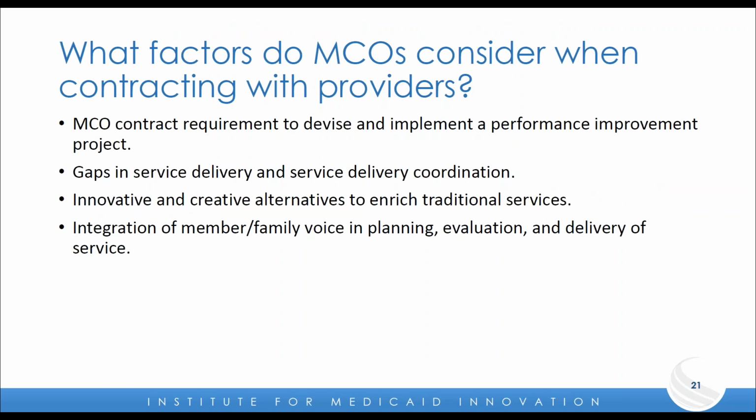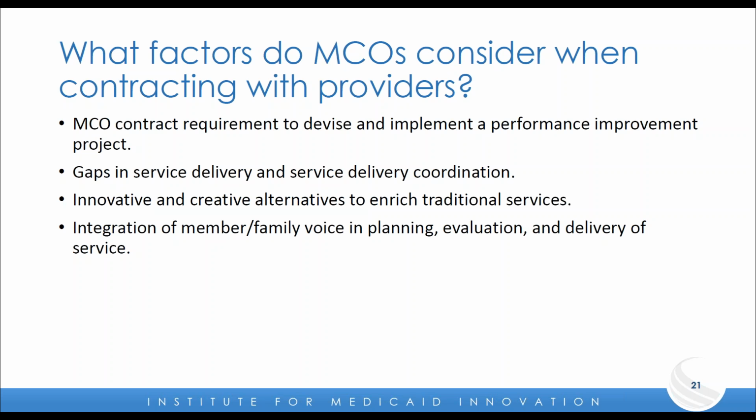MCOs consider a number of factors when contracting with providers. Let's focus on these four factors on the slide. The first addresses whether an MCO has a requirement in their contracts with the state to execute specific performance improvement projects. A state Medicaid agency may see that children enrolled in Medicaid in their state are not receiving their vaccinations according to the state's vaccine schedule, for example. In response, they may require MCOs to improve rates of vaccinations for their children. MCOs then take that requirement and have to execute performance improvement projects.